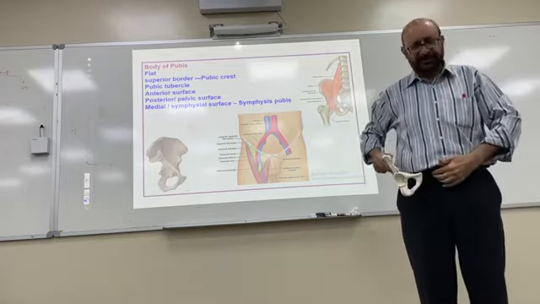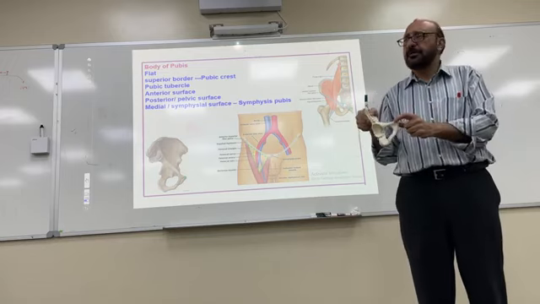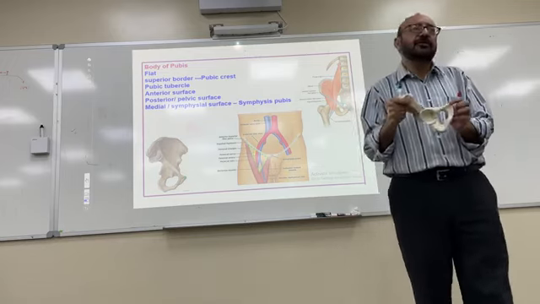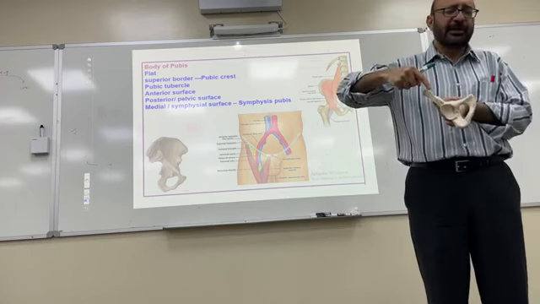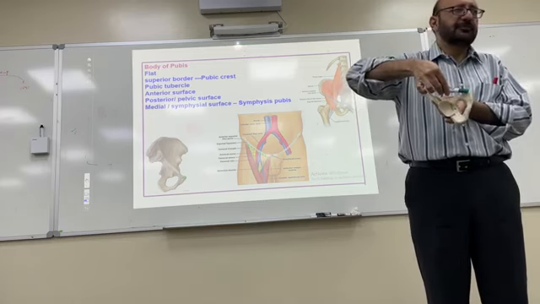If I keep it here, I can even feel the pubic tubercle. Pubic tubercle is a landmark for the inguinal ligament. Where is the inguinal ligament? From the anterior superior iliac spine to the pubic tubercle, like this.